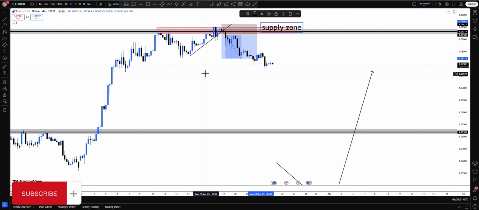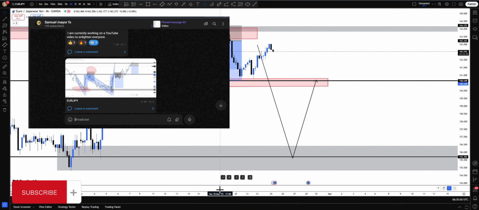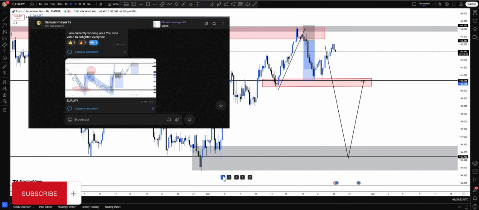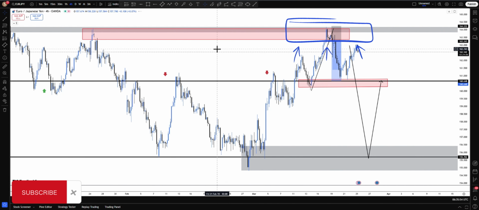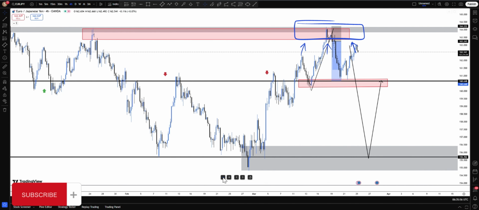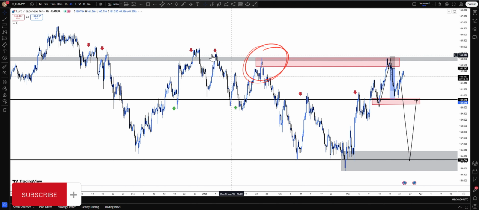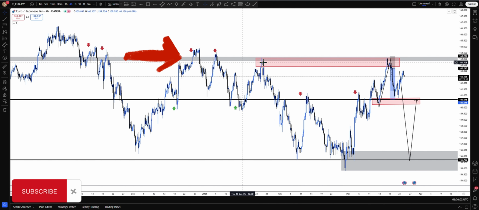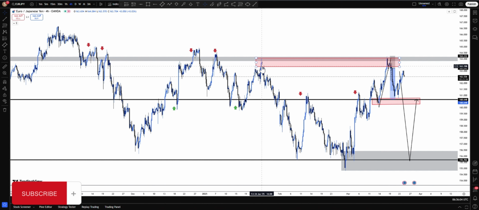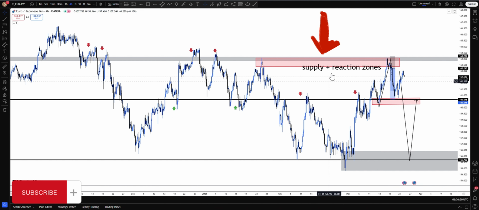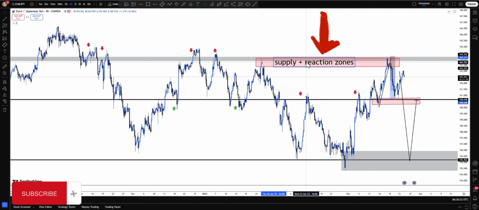Let me show you another example we have in Euro JPY. So guys, last week I called a trade on Euro JPY around somewhere here. The reason for calling this trade, you can see it clearly here, is that this is a reaction zone. This point here is a reaction zone, and also we had a supply zone here. So supply plus reaction zone, you can see it here.